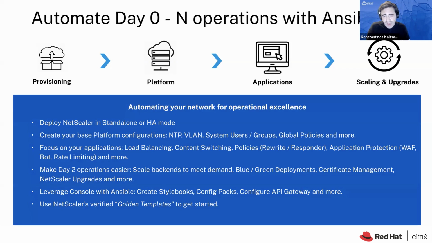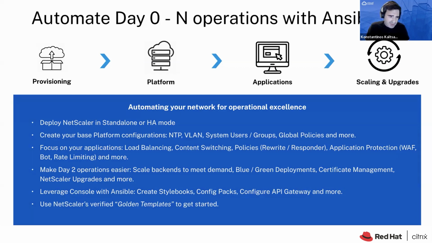And also after that, the most common ones, everything related to your application. So if you would like to do load balancing or content switching, or to create some rewrite responder policies, or to do application protection, or even, let's say, to configure through Ansible NetScaler to export metrics to third-party observability solutions like Prometheus, Grafana, Splunk, and things like that, you can easily write an Ansible template, an Ansible playbook, and instruct NetScaler to do all of these things, either export metrics or, let's say, configure the appliance to serve your traffic.